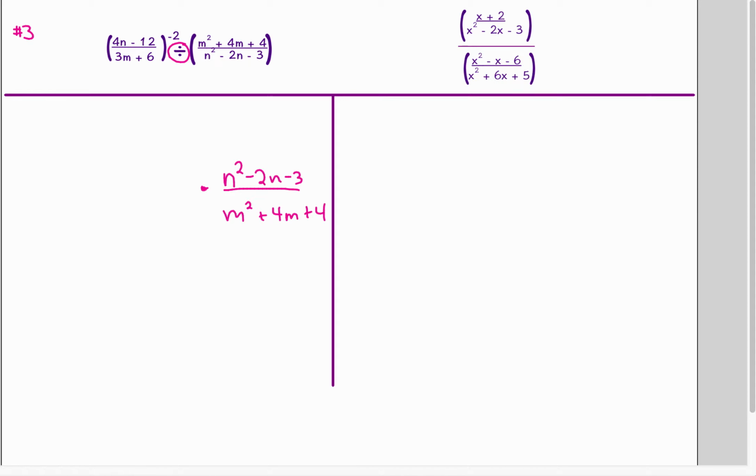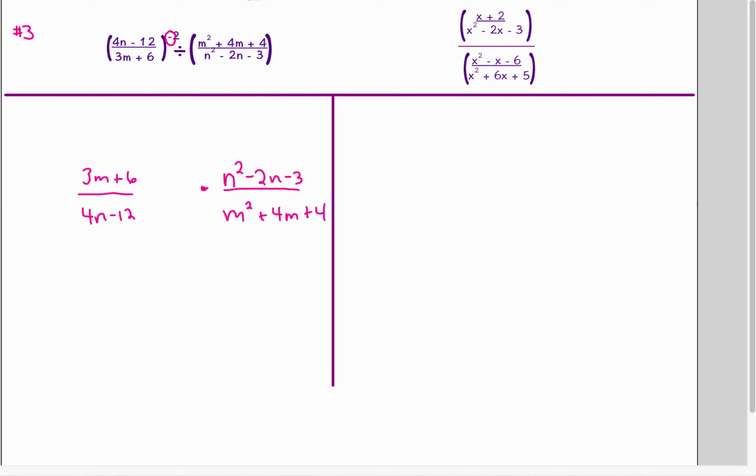Now, what's going on here in the first one? We got a lot going on. First off, I want to look at this negative. If you remember from Algebra 1, when you have a negative exponent, it simply means to flip your base. So in other words, what was the numerator becomes your denominator, and what was your denominator becomes your numerator. So I'm going to rewrite this as 3m plus 6 over 4n minus 12.